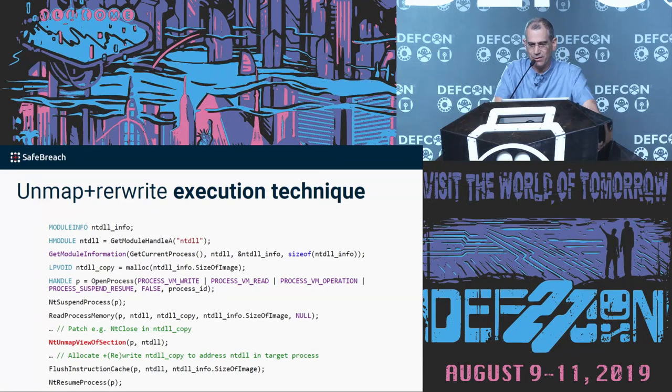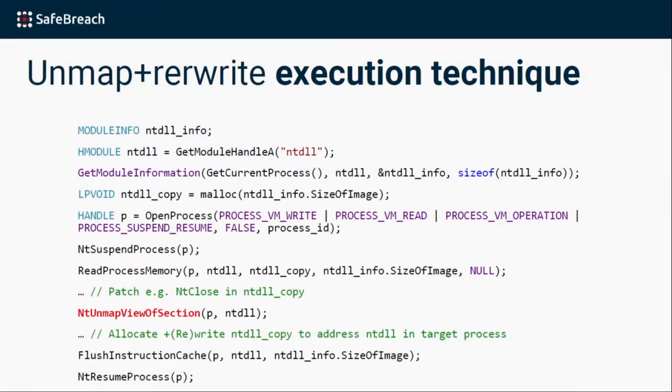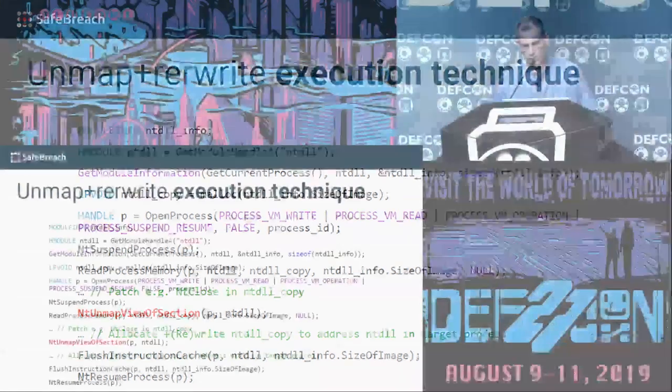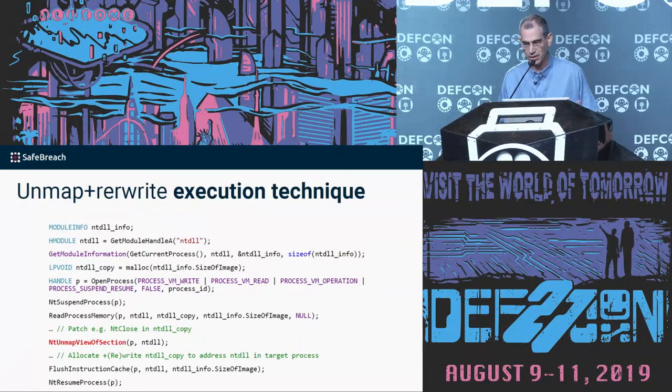This is a quite fascinating execution technique, the unmap plus rewrite. And it works like this. We look at a DLL used heavily in the target process. Ntdll is, of course, a prime choice. And then we first copy all the region of this DLL into our own process. We suspend the process, then we copy the existing ntdll entire module space into our process. We make a copy of it. We patch this copy locally. For example, we can patch NtClose, which is a heavily used function.